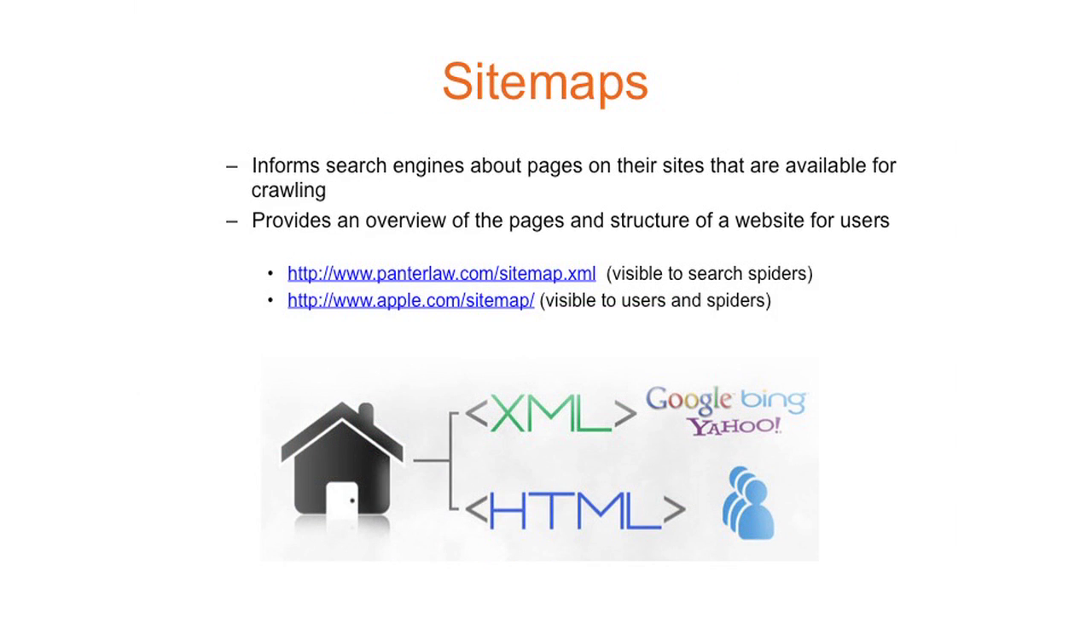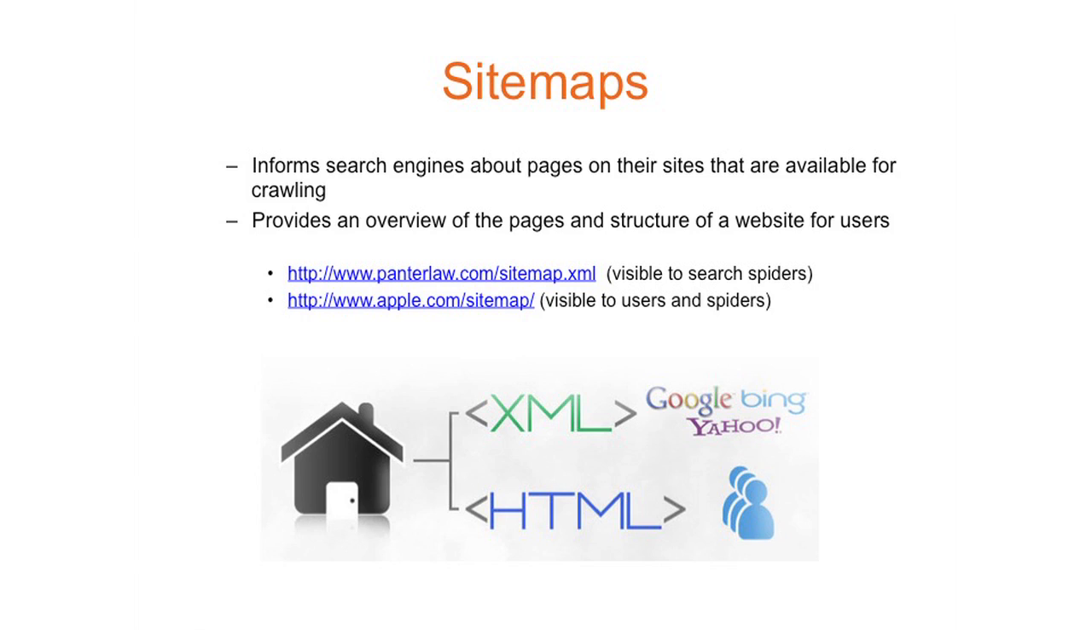Sitemaps. There are usually two sitemaps built for a website. One's for the search spiders and one's for the users. The XML sitemap is for the search spiders, and in its simplest form is a file that lists the URLs for a site along with additional data, such as when it was last updated, how often it usually changes, and how important it is, so that the search spiders can crawl the site intelligently. The HTML sitemap provides an overview of the pages and the structure of the website for its users.